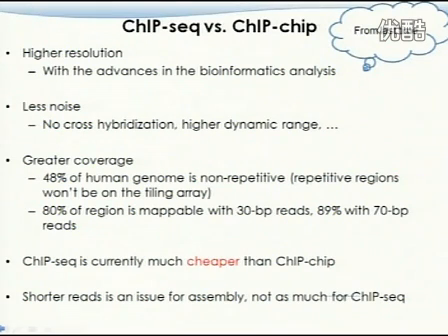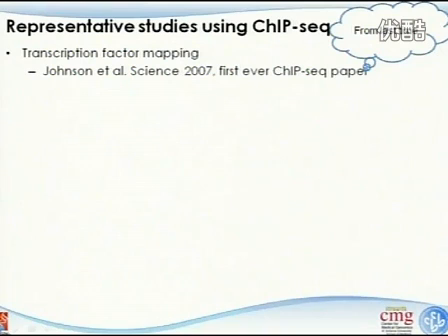ChIP-seq is also currently much cheaper than ChIP-chip. This is another benefit. Actually, really much, much cheaper. And shorter reads are an issue for assembly, but not as much for ChIP-seq technology. Actually, ChIP-seq is the first real application in the research market of next generation sequencing technology.